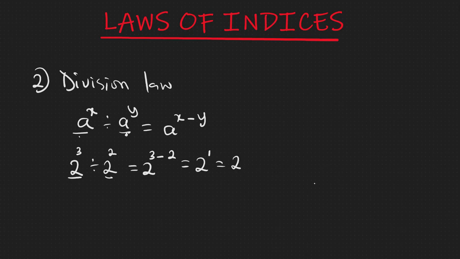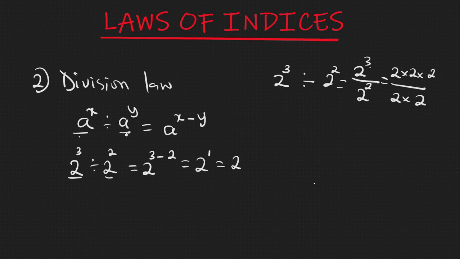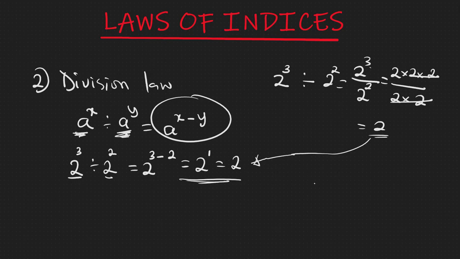Another way of proving this is by simply saying, since we have 2 raised to power 3 divided by 2 raised to power 2, another way of writing this is the same thing as 2 times 2 times 2 over 2 times 2. So these two can cancel these two, and we are left with only 2. You see, this is the same thing as this, but this is shorter. So that is the law of indices. Generally, if you have the same bases with powers, you can simply subtract the powers.